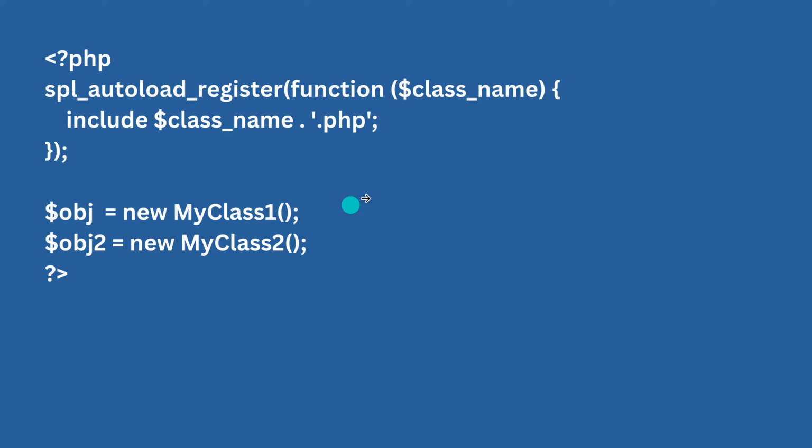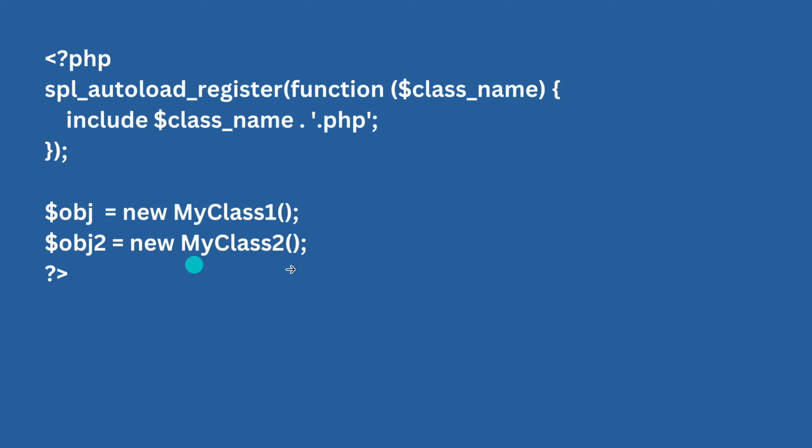So one option is that I will include that class file, then create an object from this class. Right, guys? Yes, sir.